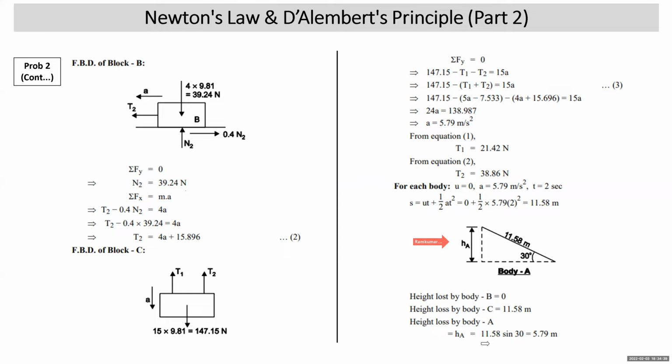So in this problem, we were asked to find the height lost by each block. The block which is on the horizontal plane will not lose any height. The block which is hanging in the air will lose the same height as what we have calculated. And for the block on the inclined plane, we have to find the vertical component of the sloping distance. So that is the height loss by the block.